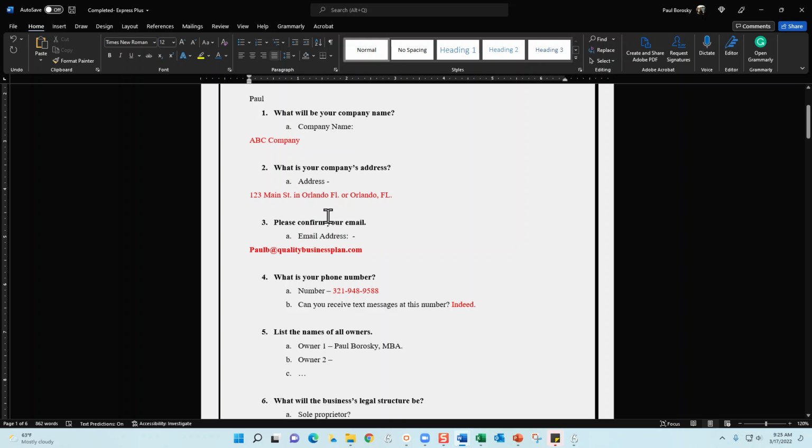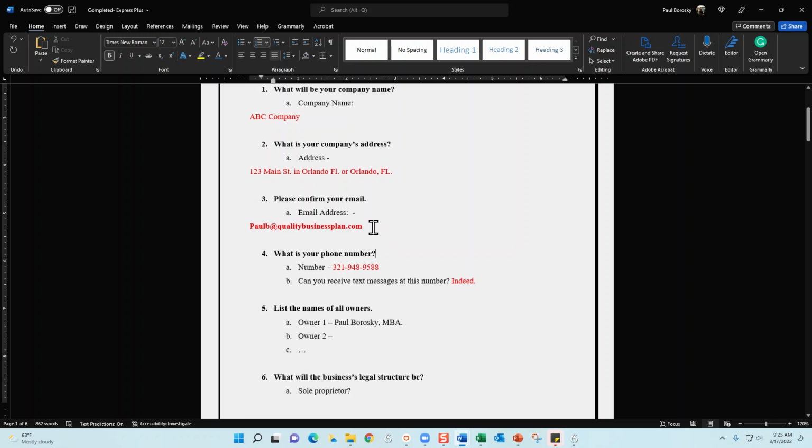Next is going to be your company address, whatever your company address is. If you have a home address, if you're working out of a home office, not a problem. Just put the city or state is fine. Don't give me your personal address. We don't want to put that in the business plan. City and state is perfect. Email address, wherever you want me to send the business plan to.